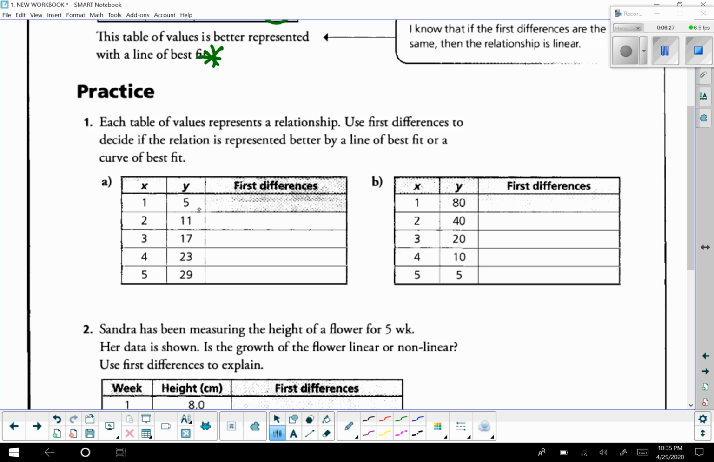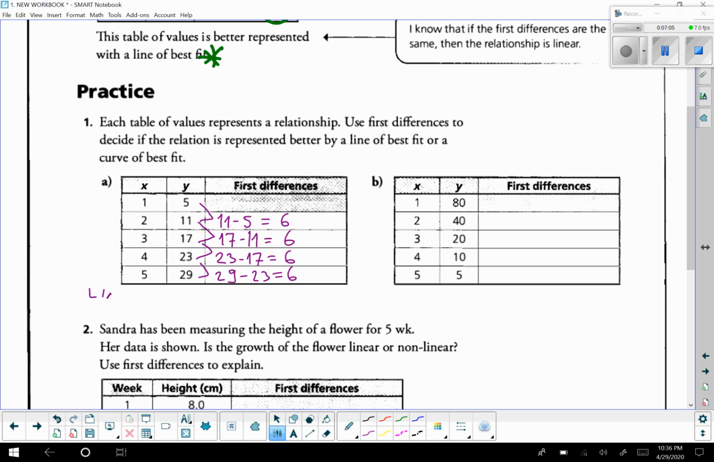In this case, we take the first two, so I have 5 and 11. So I'm going to write it like this usually. 11 minus 5, which is 6. And then I slide down. 17 minus 11, which is also 6. Yay. And then slide down. 23 minus 17, 6. And 29 minus 23, also 6. So, based on this, our first differences, that's what these numbers represent, are the same or constant. And because of that, this should have a line of best fit.